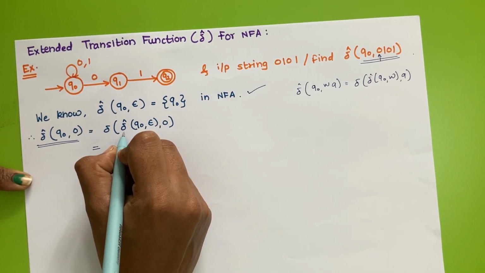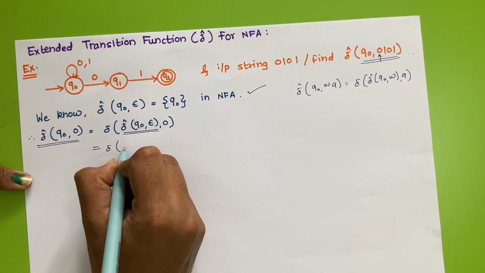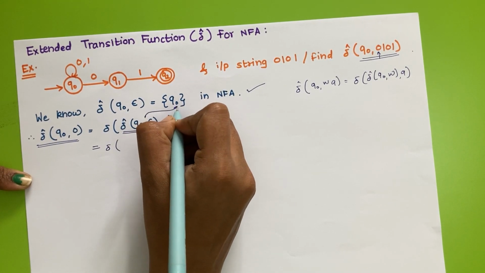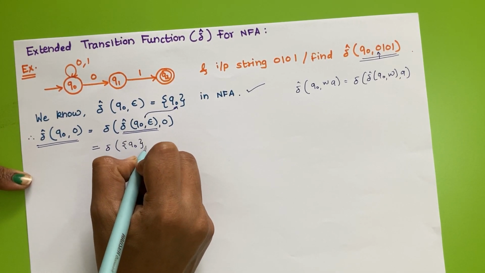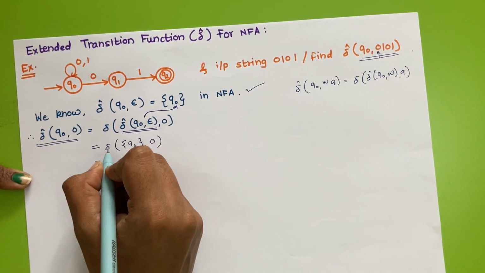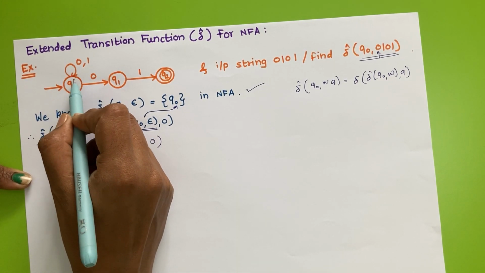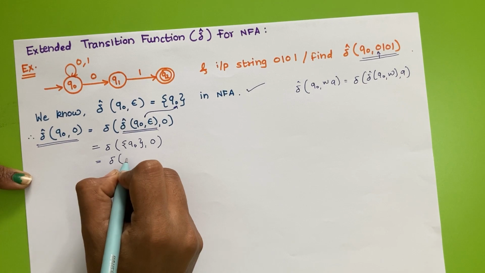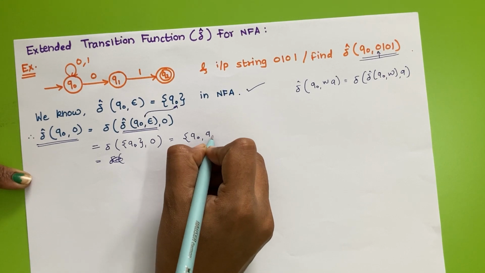Now I know the value of this term. Delta cap of Q0 comma empty has this value, taken from this step, so that is nothing but delta of Q0 comma 0. How do we know the value of this term? Delta of Q0 comma 0: here we have two outputs, that is either Q0 or Q1. So this will produce Q0 comma Q1.